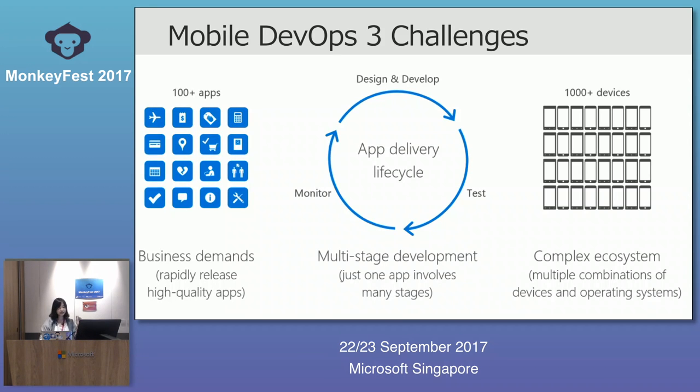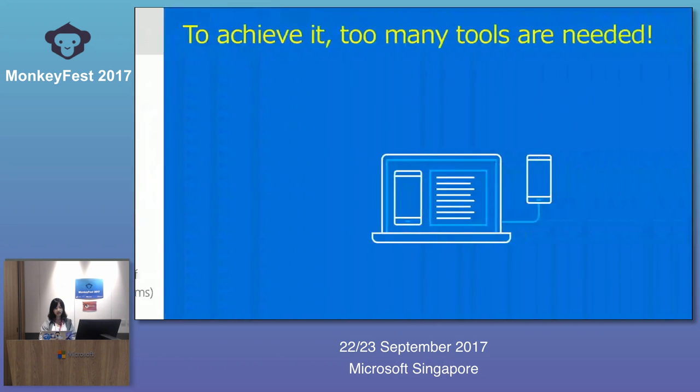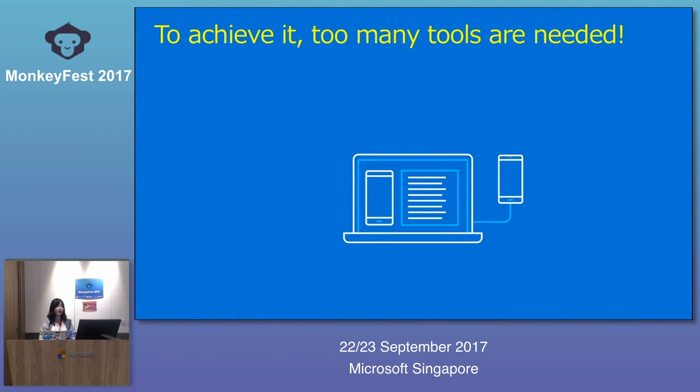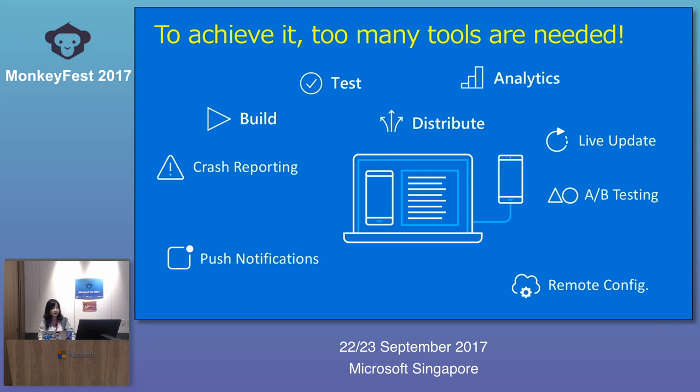So there are three challenges for mobile DevOps. To achieve that high level of quality, developers have to build their apps, run their own UI tests, distribute their apps to the testers, and learn from their users.